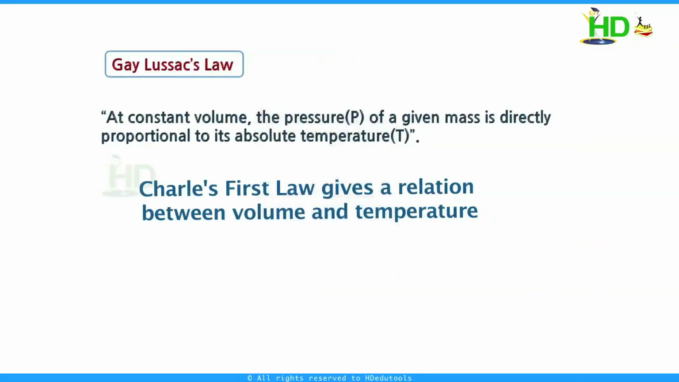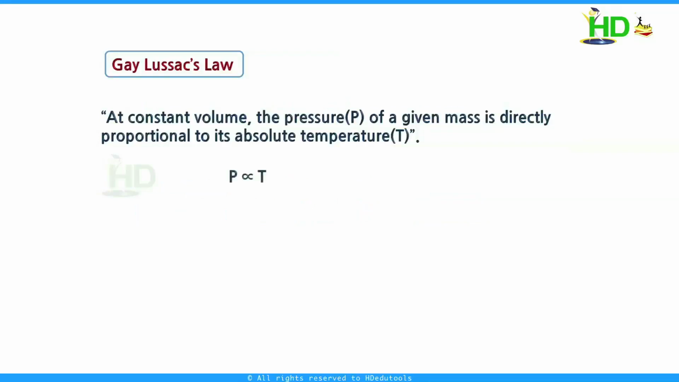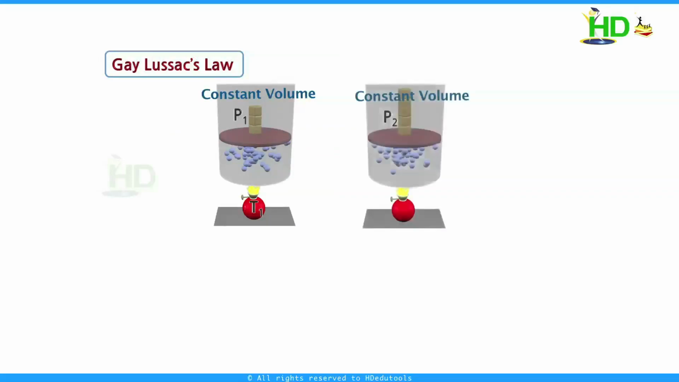Charles' first law gives the relation between volume and temperature, and this law gives the relation between pressure and temperature. That is P proportional to T, or P by T equals a constant. If we consider a gas at constant volume, P1 is the pressure at temperature T1, P2 is the pressure at temperature T2 and so on. Then you can write P1 by T1 is equal to P2 by T2, which is equal to P3 by T3, and this is equal to a constant.